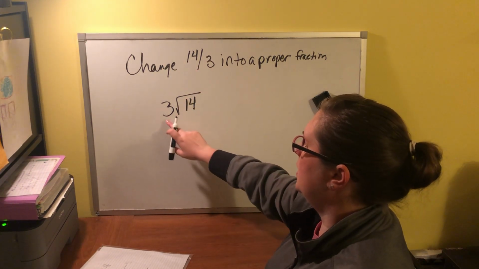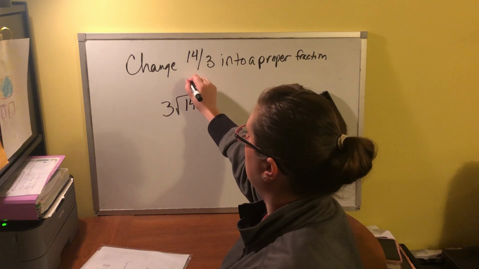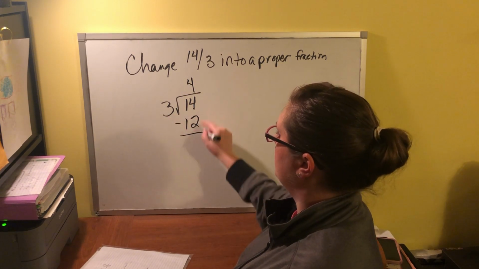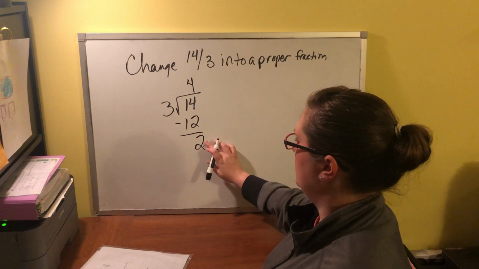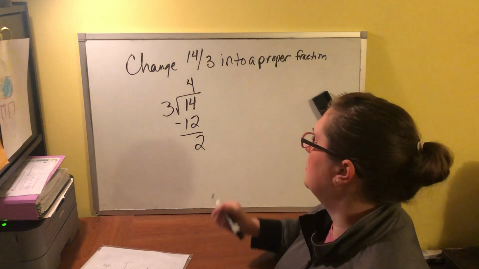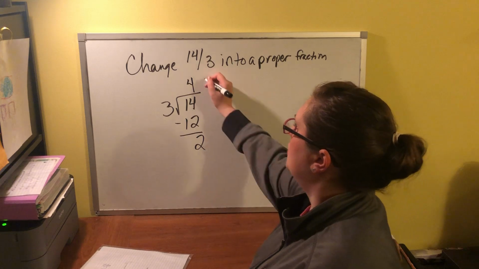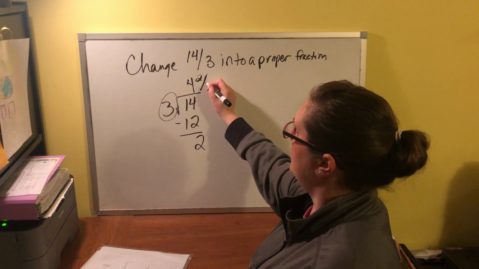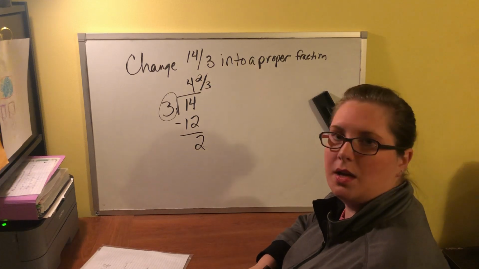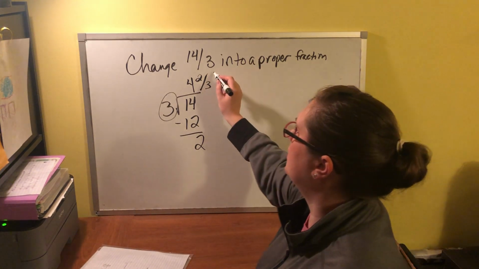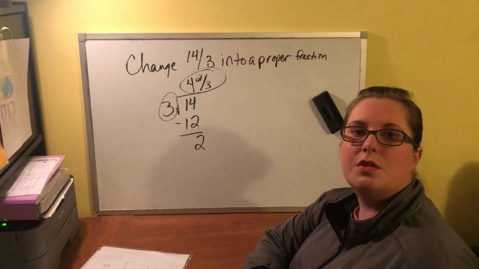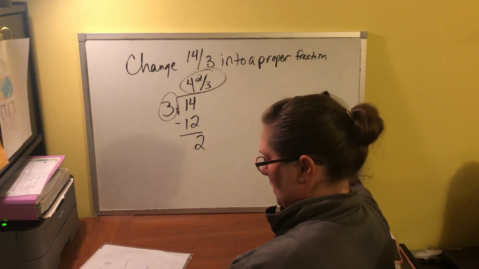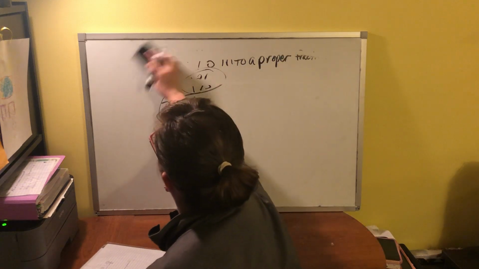So 3 can't go into 1, but it can go into 14 4 times. 4 times 3 is 12. Subtract, you're left with a remainder of 2, right? This is something you should have been doing for a long time. 2, your remainder, becomes the numerator. What you divided by becomes your denominator. Look to see if you can reduce further. You can't. So 4 2/3 is your final answer.